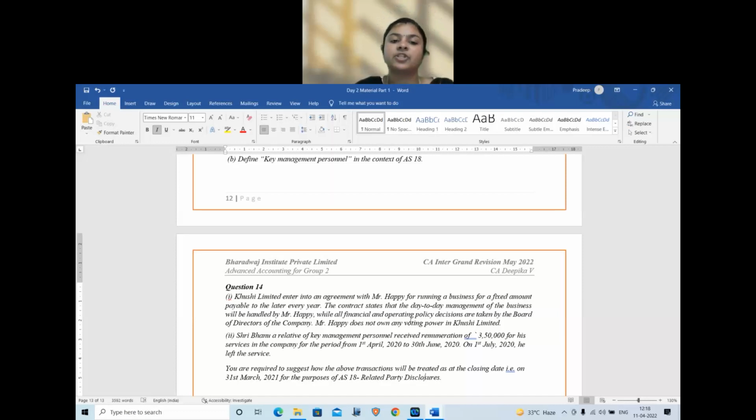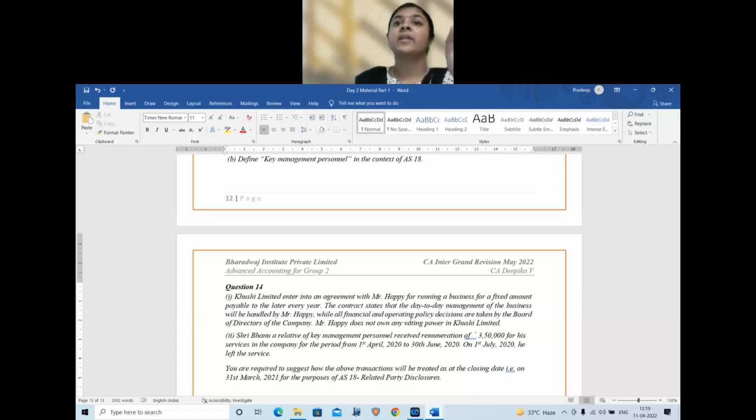Second subdivision, Sri Banu, a relative of a key management personnel, received a remuneration of 3,50,000 for his services in the company for the period from 1st April to 30th June. So 3 months he has served in the company, for which he has received 3,50,000. On 1st July he left the service. Is he a related party as on 31st March?